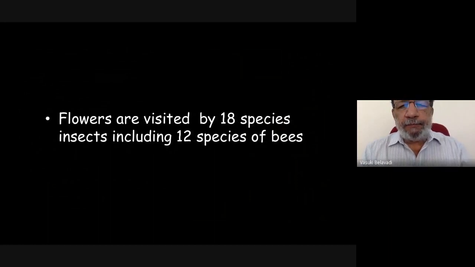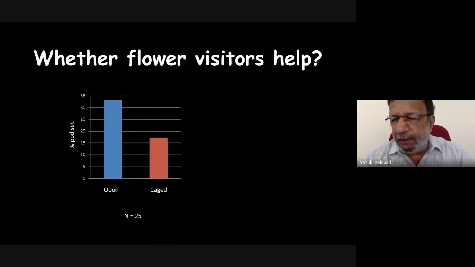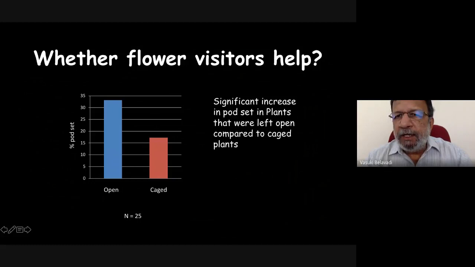Now, the interesting thing is the flowers of pigeon pea are visited by 18 species of insects, including 12 species of bees. The question that we asked first is whether the flower visitors help in any way. So what we did was we had two sets of plants of 25 each. One set of 25 plants, we caged without allowing any flower visitor, and we left another set open for flower visitors. Interestingly, we see that there is a greater number of pods setting in the open pollinated condition compared to the caged condition. Under the caged condition, whatever is setting is because of self-pollination, and whatever is setting in the open condition, the additional, we can say, is because of the flower visitors. So there is a significant increase in pod set in plants that were left open compared to caged plants.